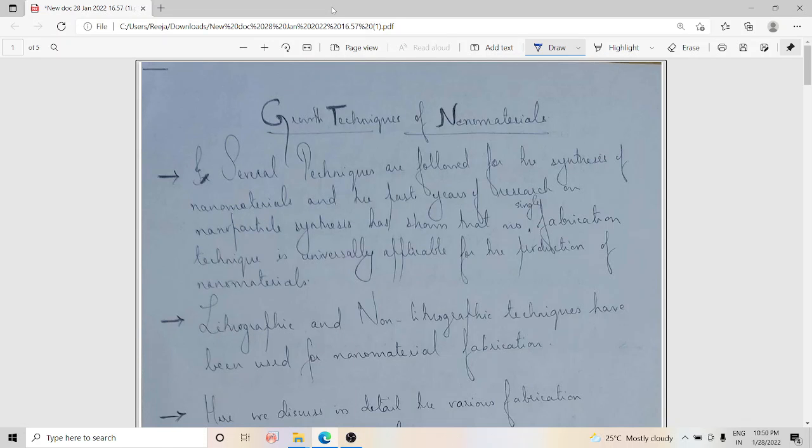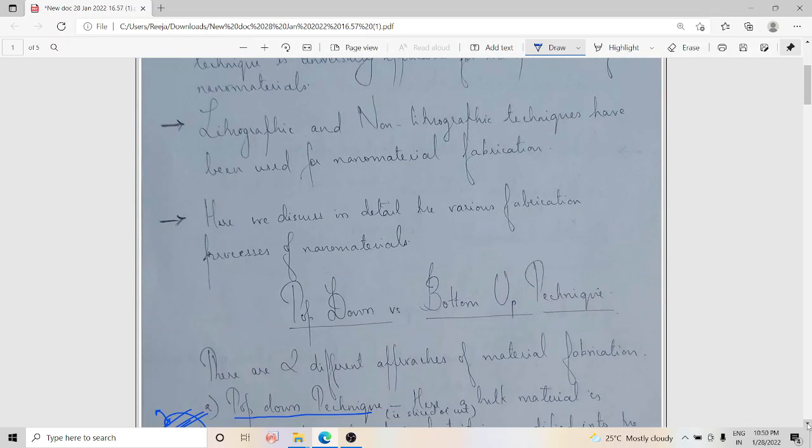Hi students, today we are going to start a new module in our paper Nanoscience and Technology. The name of this module is Growth Techniques of Nanomaterials. In this module, we are going to discuss the various synthesis techniques which are used to fabricate nanomaterials, or which are used for the growth of nanomaterials.